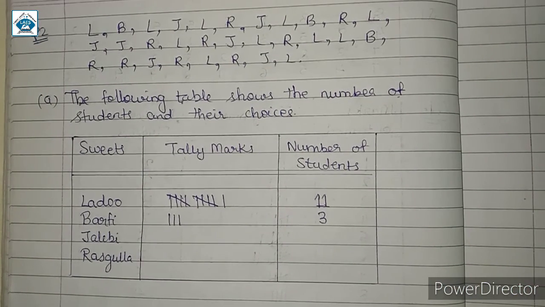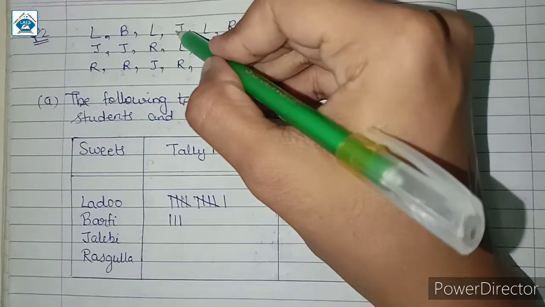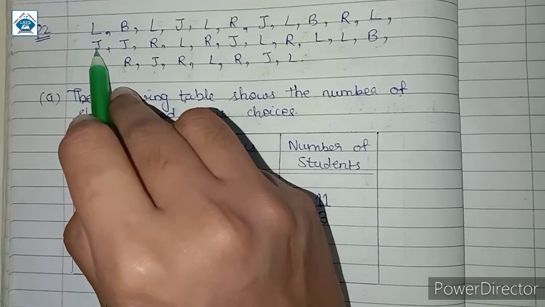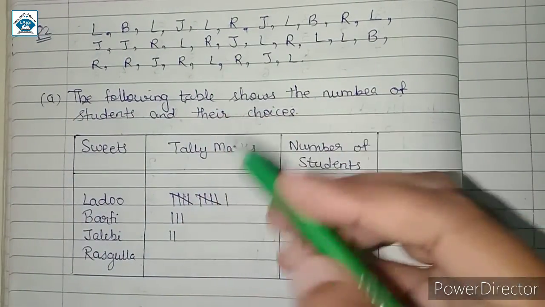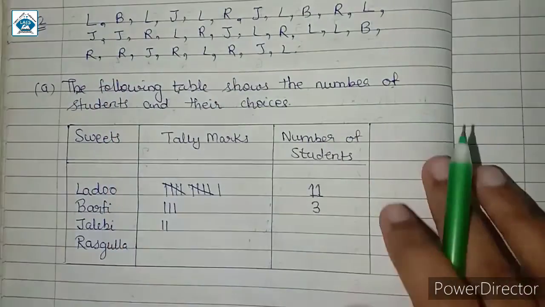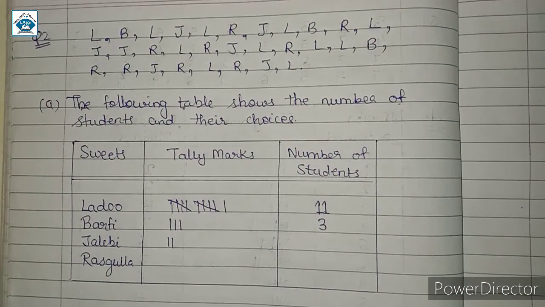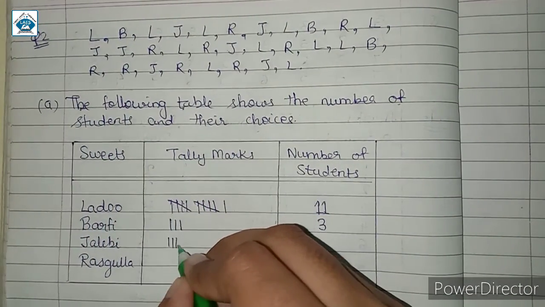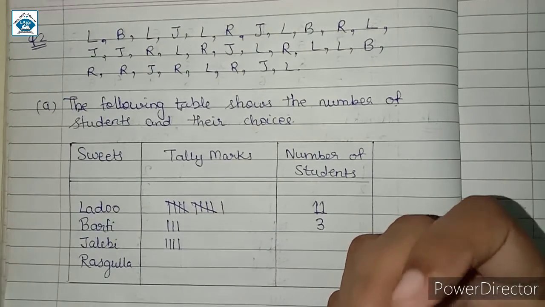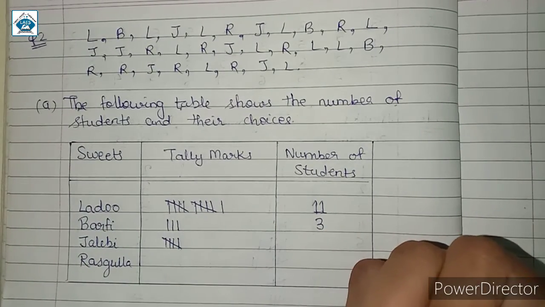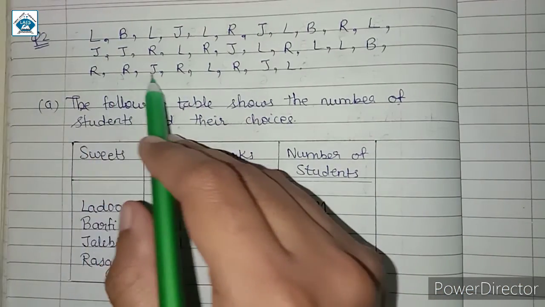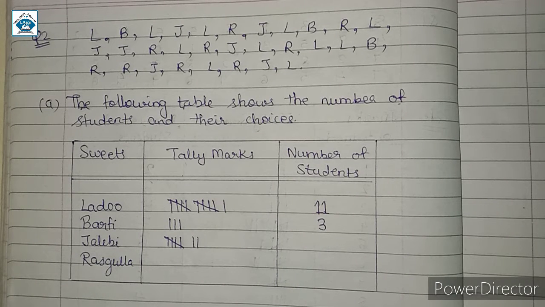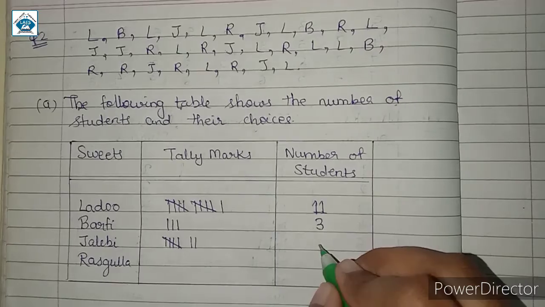Next, for jalebi, we are going to count J's. So here we have 1, 2 in the first row. In the second row, we have 1, 2, 3 more, 1, 2. After this, our number of jalebi becomes 4. So we will simply draw a slant line to represent 5. In the last row we have 2 more. So this denotes the number of students that prefer jalebi, which is 5 plus 2 equals 7.